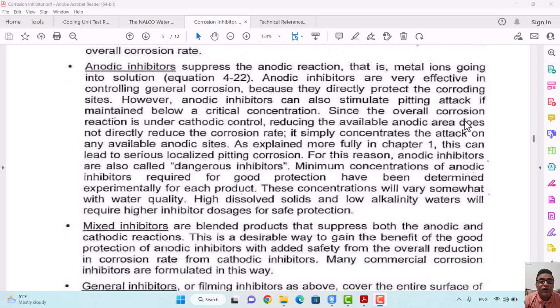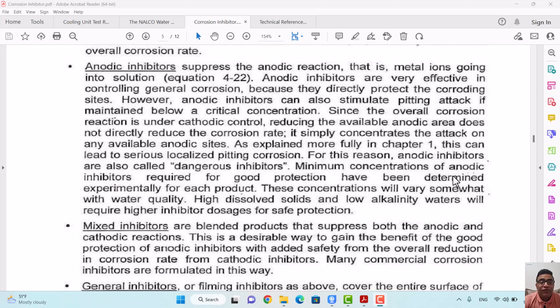Since the overall corrosion reaction is under cathodic control, reducing the available anodic area does not directly reduce the corrosion rate. It simply concentrates the attack on any available anodic sites. As explained more fully in this chapter, this can lead to serious localized pitting corrosion. For this reason, anodic inhibitors are also called dangerous inhibitors.